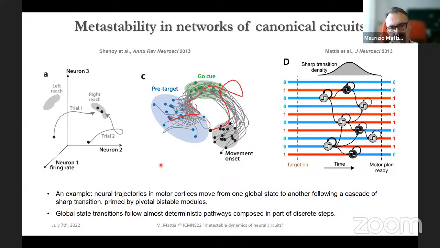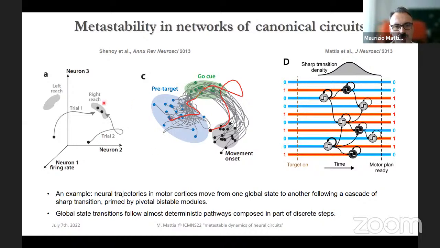This is a canonical circuit because it does not only describe the dynamics of a cognitive function like working memory or short-term memory, but if you put together many of these canonical circuits, you can build a network displaying global transitions, which has been successfully used to describe what is going on in cortical areas when other cognitive functions are performed.